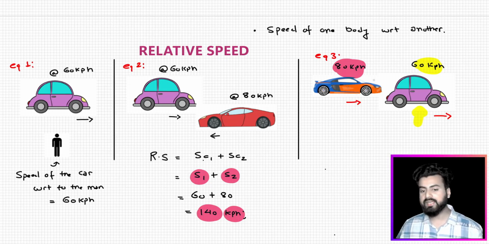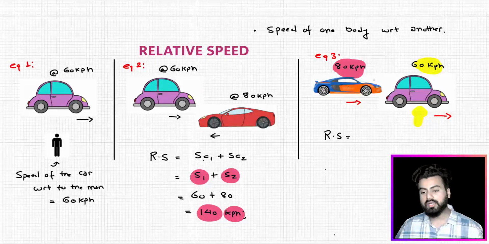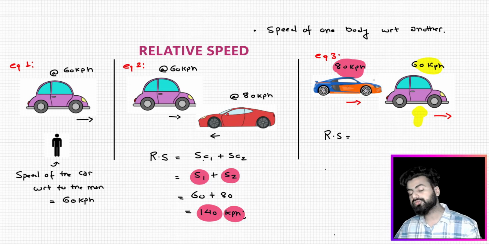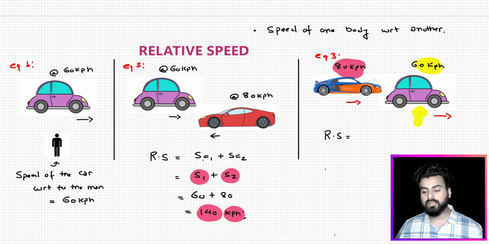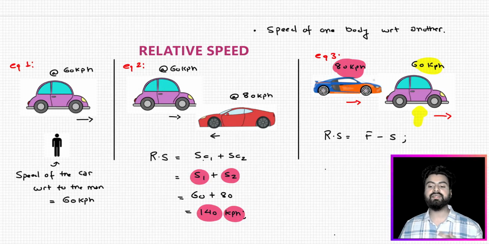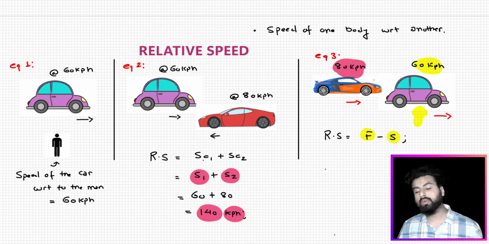And when it overtakes, if I ask you what is the speed of car 2, or what is the speed of faster car with respect to slower car, you would say, sir, when the two objects move in the same direction, in that case the formula of relative speed is the difference, and we always calculate difference in this particular order: faster minus slower body.